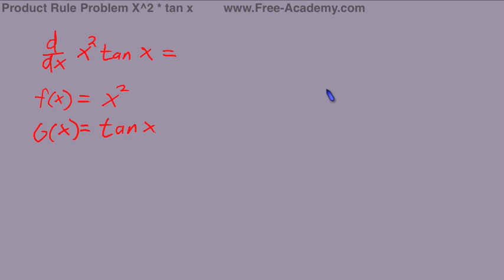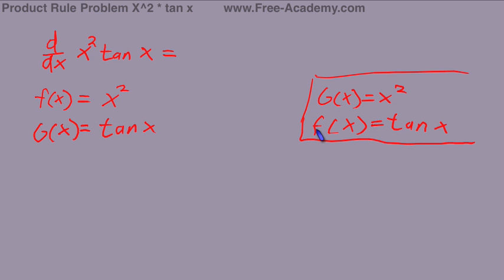And just to be really thorough, I'm actually going to work it out with g of x equal x squared and f of x equal to tangent of x afterwards. We'll work this problem through to completion and then we'll go back and do this. Next step is to find the derivative of both f of x and g of x separately. So f prime of x equals 2x and g prime of x equals secant squared of x.